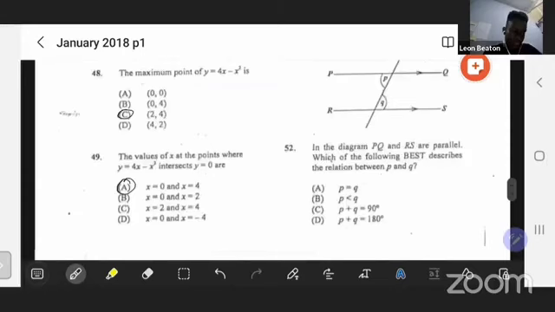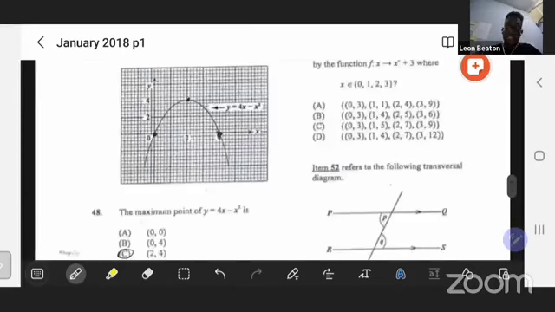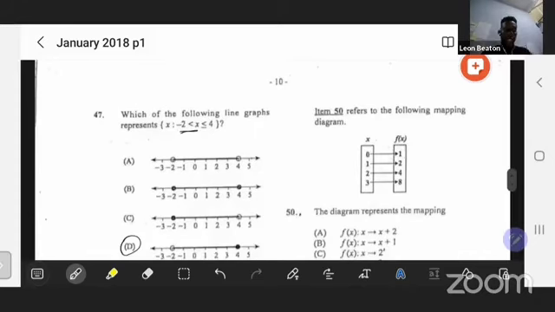All right, that one was pretty easy. Just have to look at the diagram and get the answer.